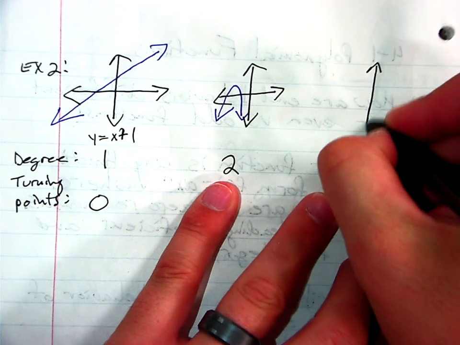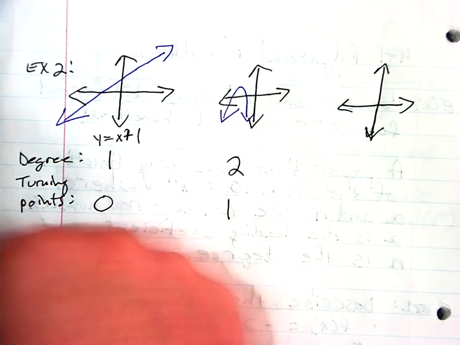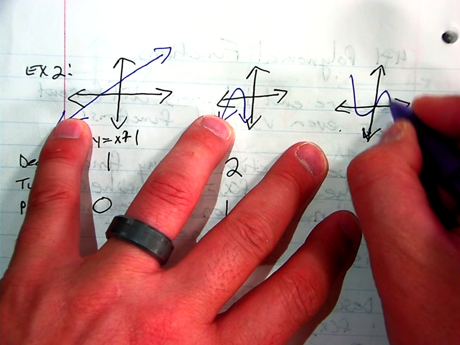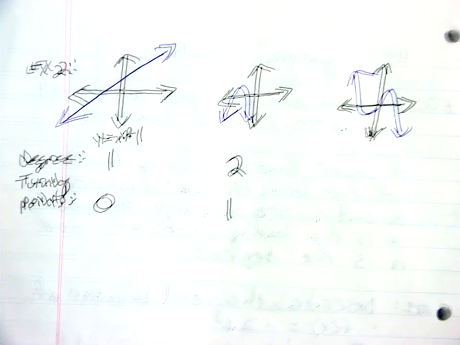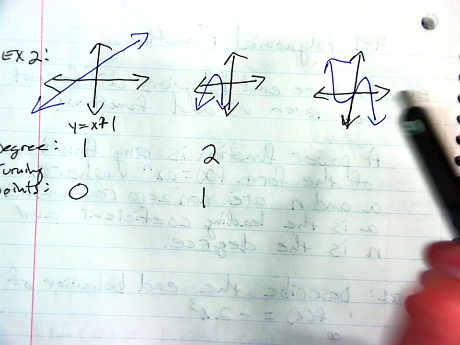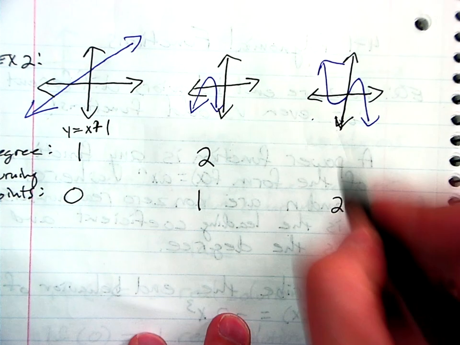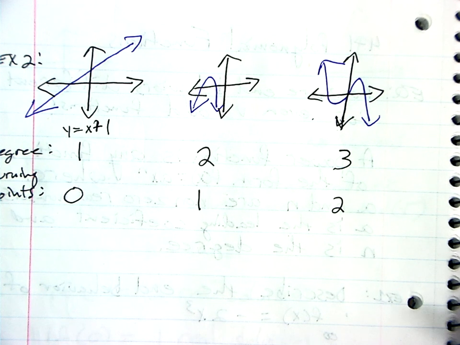All right, just to make sure we understand this. Turning is where it changes direction. A turning point is where it changes direction. So on this last one, how many times has it changed direction? Once, twice. So that means the degree is... There you go. It could be a squiggle line.